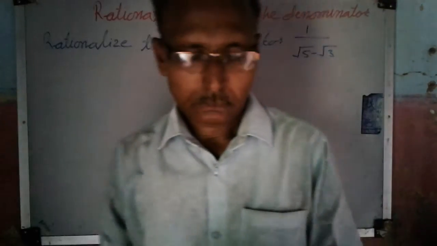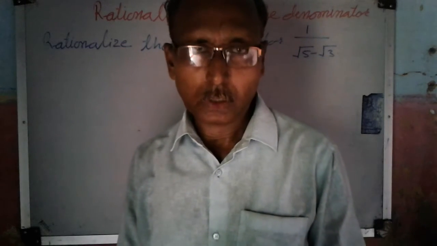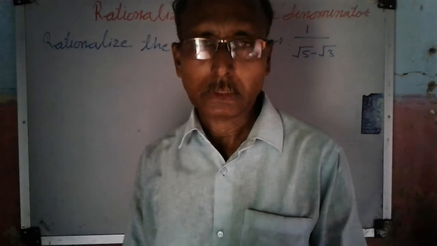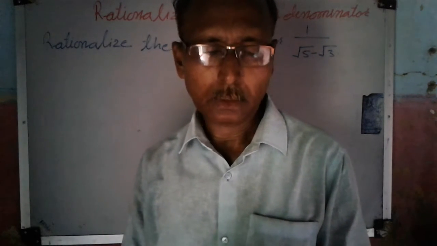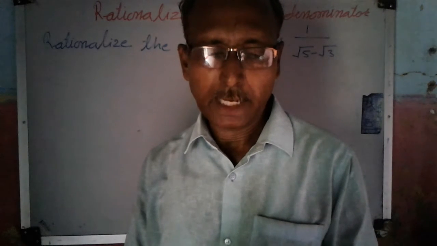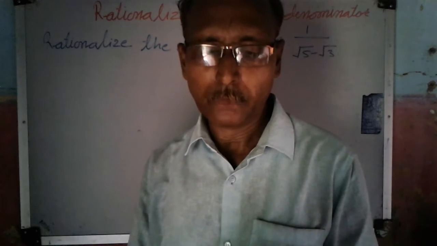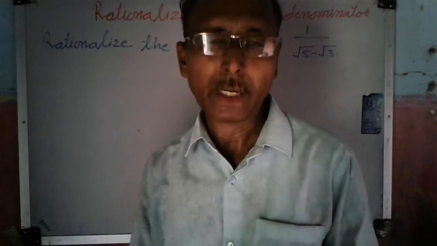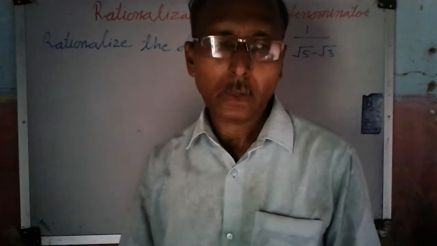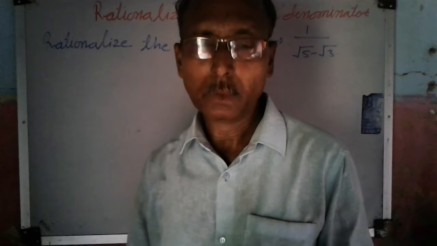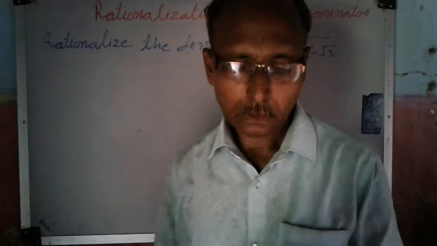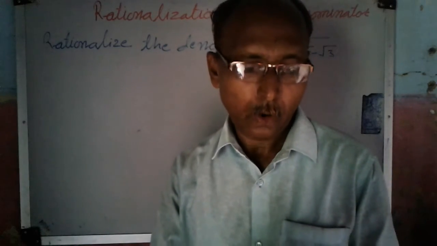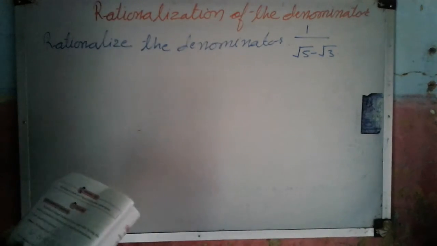Now we have just learned the product of conjugate binomial surds is always a rational number. So by using this property, the rationalization of a denominator in the form of binomial surd can be done. When the denominator is in the form of binomial surd, then how to rationalize it? Now we will solve one example here. The example is, rationalize the denominator here.